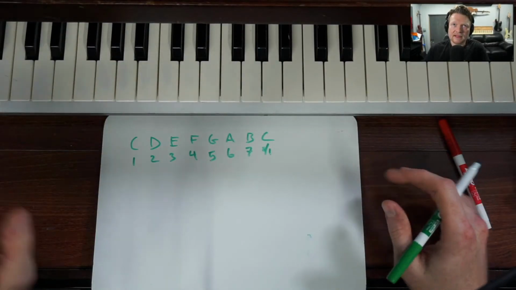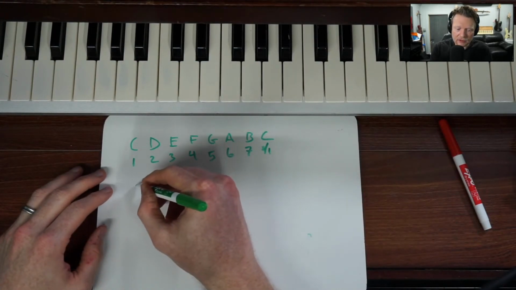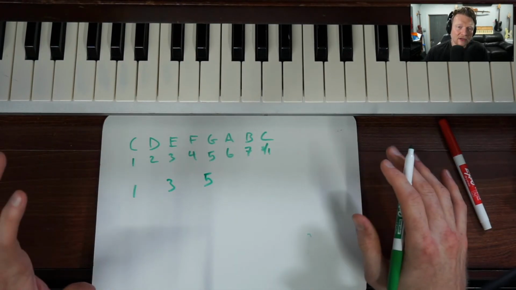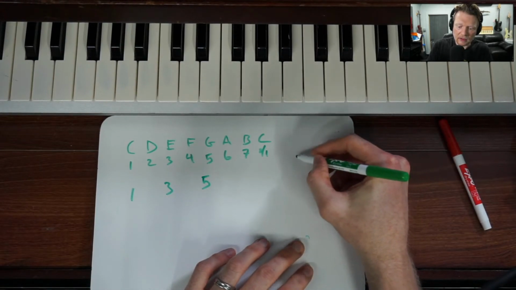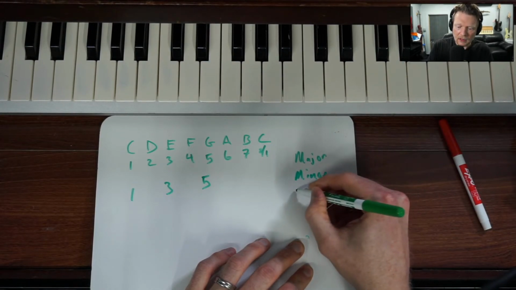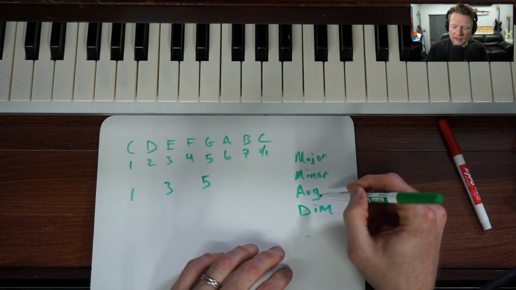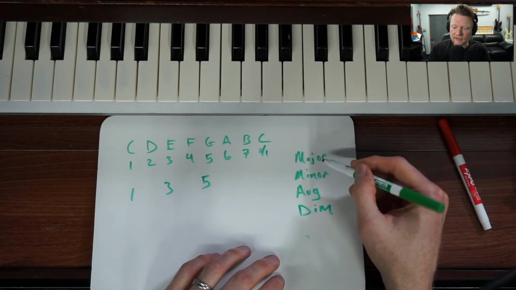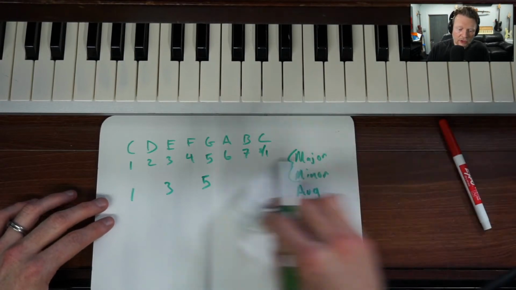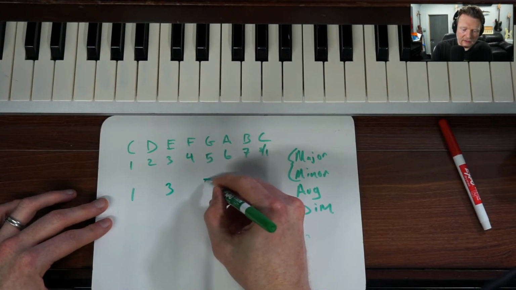So what that means is there are some implied numbers right off the bat, and those implied numbers are 1, 3, and 5. Our basic chords are major, minor, augmented, which I'll write as AUG, and then diminished. We will cover augmented and diminished another day. Right now, these are the two that we're looking at, major and minor. They all use the 1, the 3, and the 5 as implied in their names.